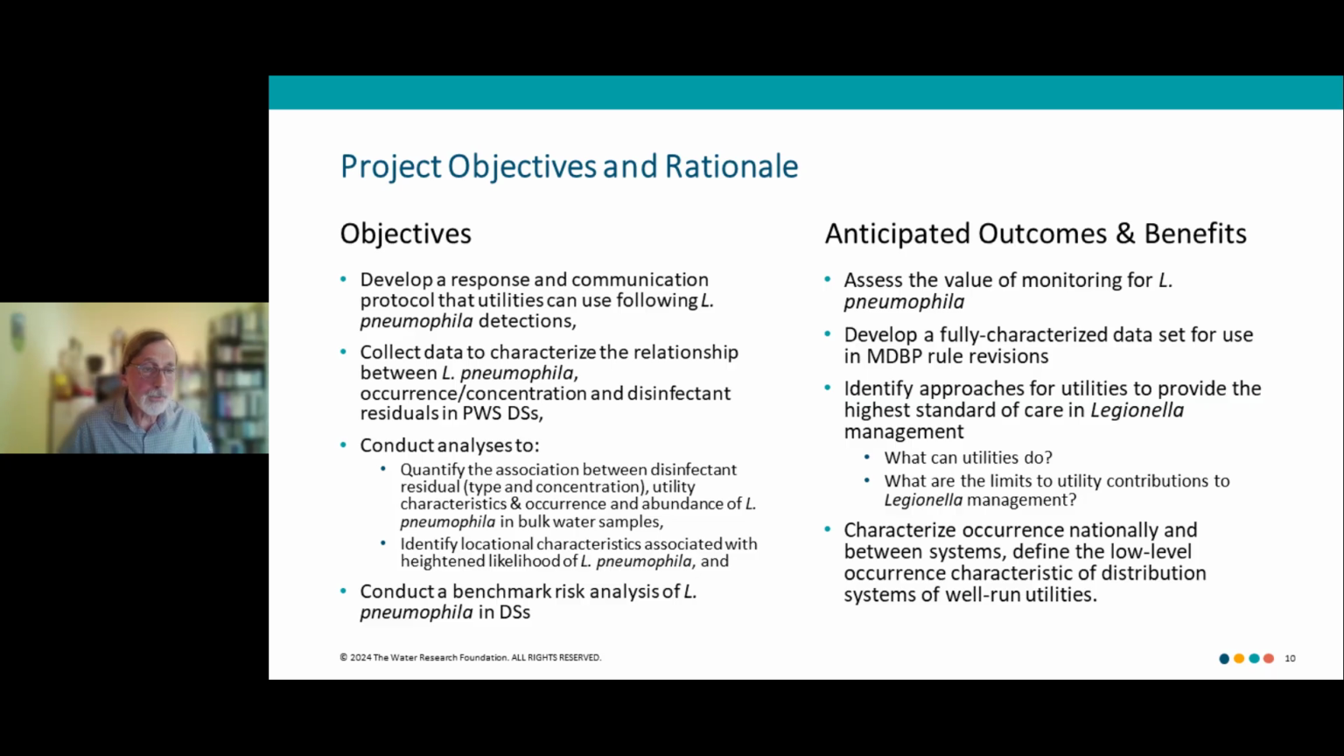So the project objectives were to develop a response and communication protocol that utilities can use following Legionella pneumophila detections. Gary Burlingame will talk about that. This is a critical step.